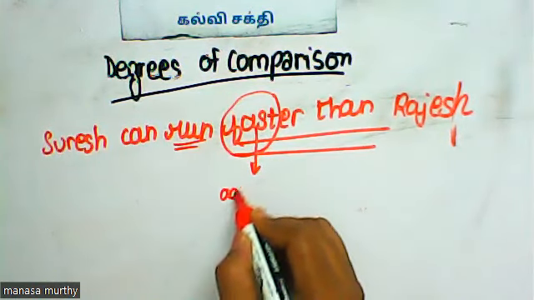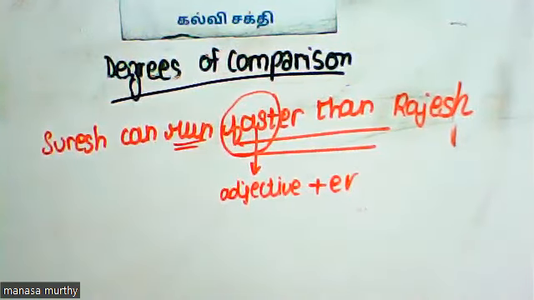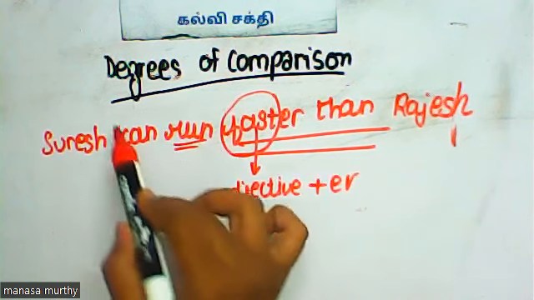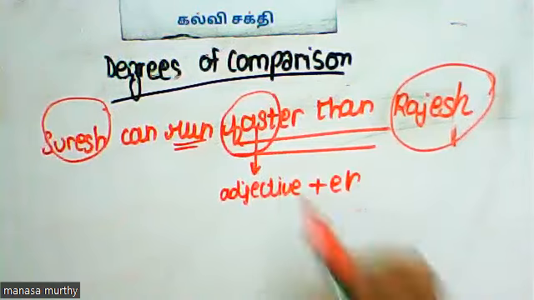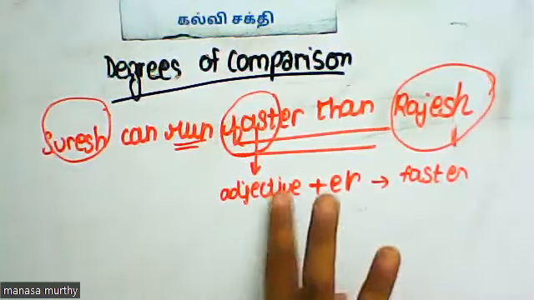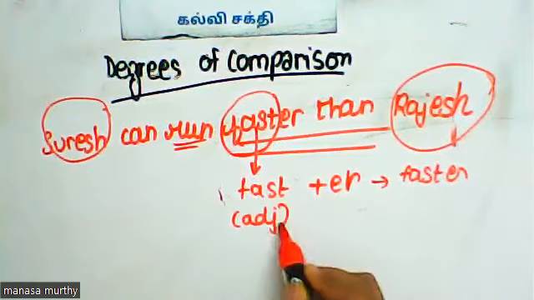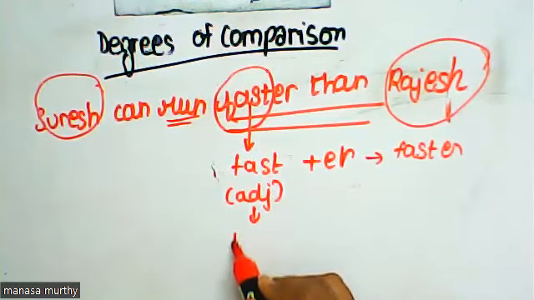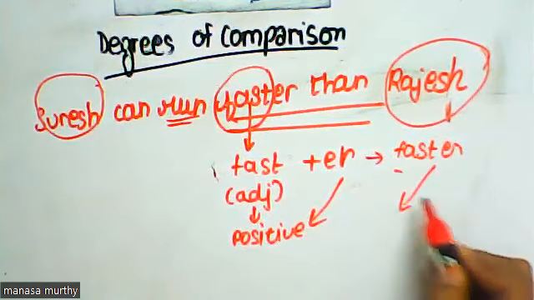He is running fast. So along with this adjective, I am adding er to it. So very fast in the word, that is positive. Er is saying when I am comparing two things or two people. I am comparing two people over here, Rajesh and Suresh. I am adding er to this adjective, so it is becoming faster. Fast is nothing but an adjective. And what kind of degree is this? Positive. When I'm adding er to this positive degree, it becomes comparative.